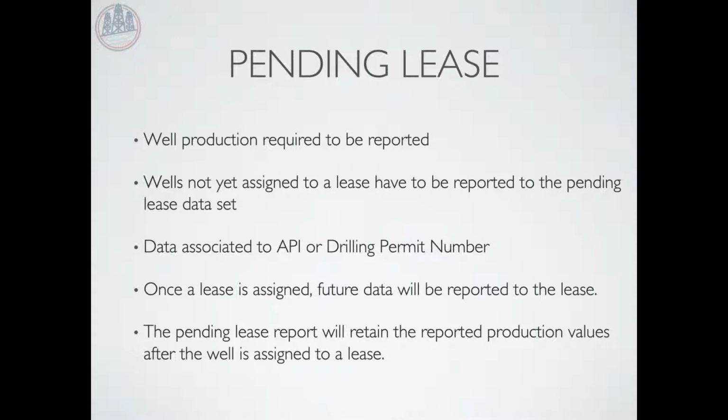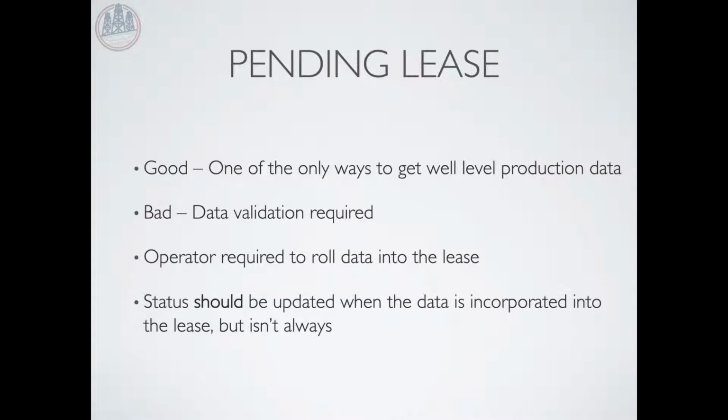The pending lease report will retain that reported information for the months in which it was on the pending lease. But then the data is supposed to be rolled into the lease level data at the time when it is assigned. It's one of the only ways to get well level production data for lease wells, but it requires data validation. The operator is required to roll the data into the lease or notify the Railroad Commission to remove the pending lease records from the pending lease set. And there are fields and flags that we use to identify the process and where they're at. The status should be updated when the data is incorporated in the lease, but it isn't always.